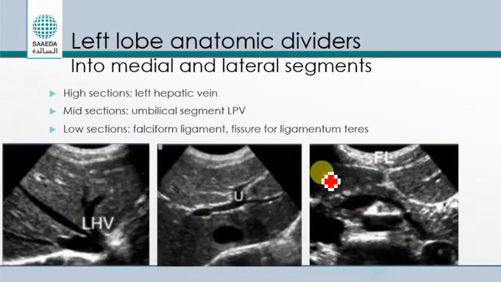So the left lobe anatomic dividers into medial and lateral segments. If we are up, we have the left hepatic vein dividing into medial and lateral. If we go down a little bit, we have the umbilical part of the left portal vein dividing into medial and lateral. And if you go down even more, you have the falciform ligament dividing into medial and lateral. So these are anatomical dividers.